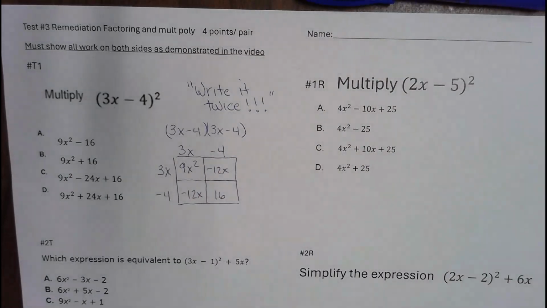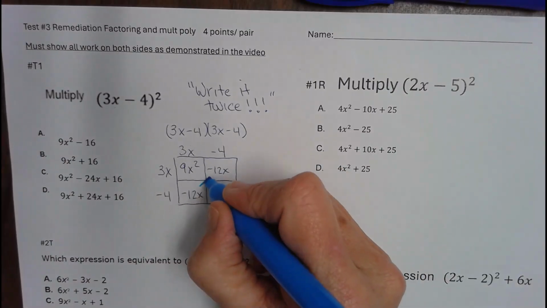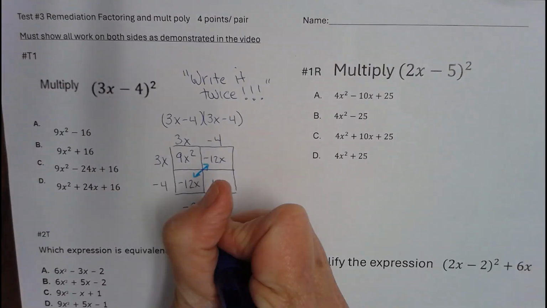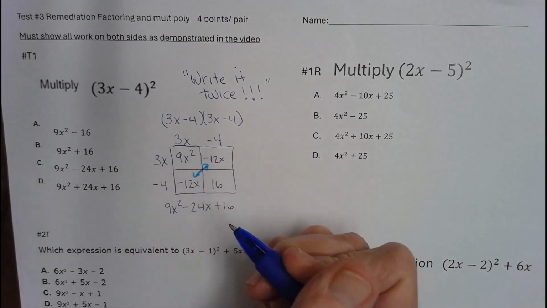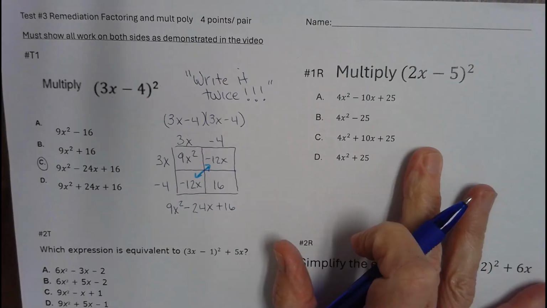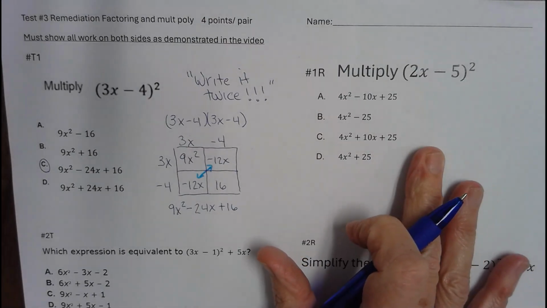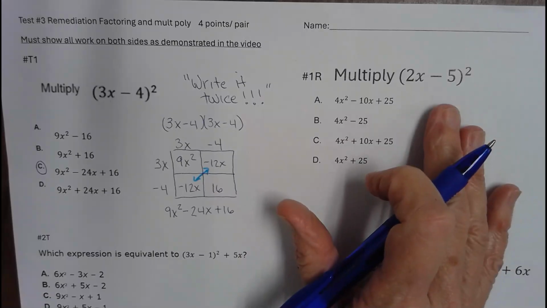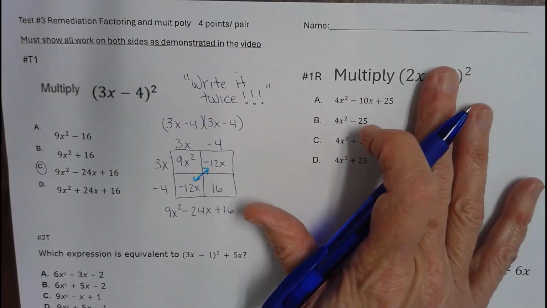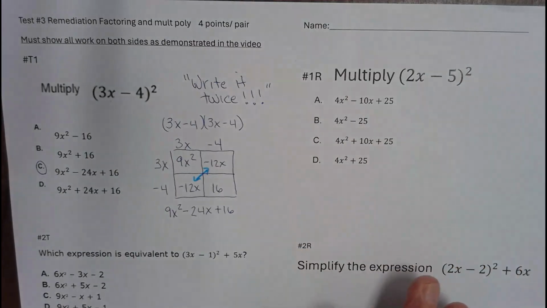Okay? We can now combine the middle terms, the x terms, a negative 12 and a negative 12. Bring down the positive 16 and bring down the 9x squared. The correct answer was C. Okay, I want you to do the same thing over here. If you're listening, I want you to write it twice on this side as well, and I want you to draw me a big heart right over the top of the problem. Thank you.